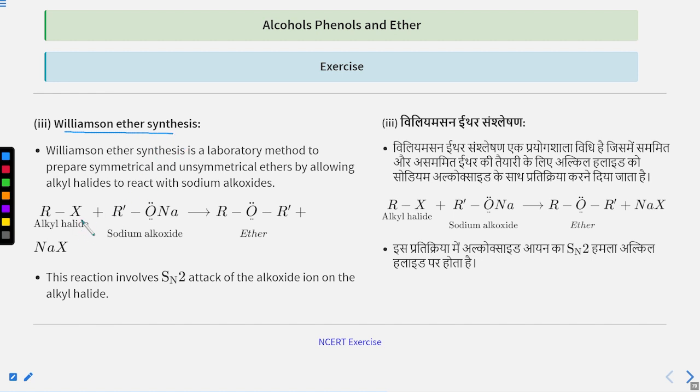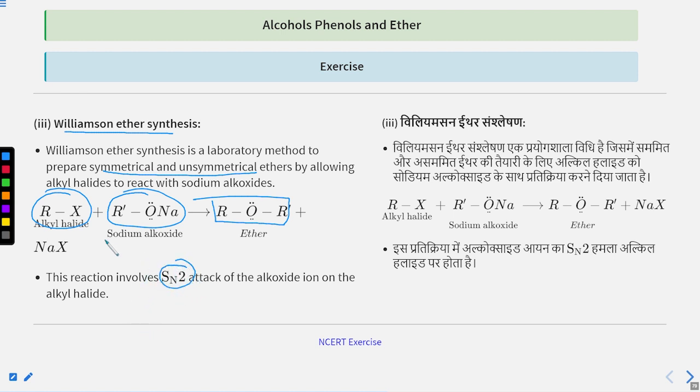Okay, in Williamson synthesis what do we do? We take alkyl halide and treat it with the alkoxide ion. Now the lone pair on O attacks R and removes X. This results in ether. It is generally used to prepare symmetrical and unsymmetrical ether. If R and R' are the same, it will result in symmetrical ether, and if R and R' are different, that will result in unsymmetrical ether. And it simply follows the SN2 reaction.